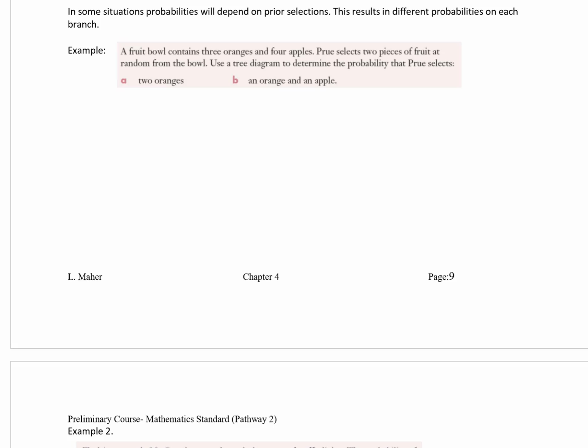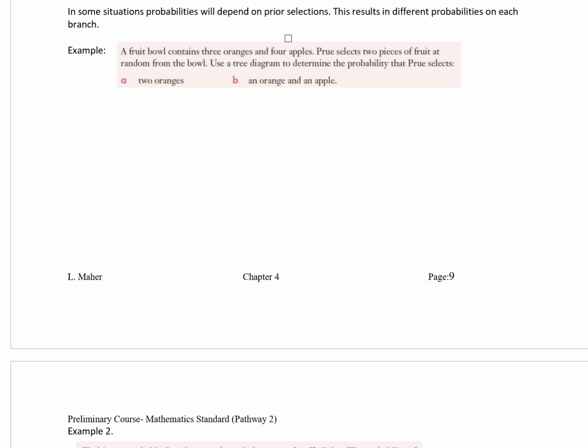This example is a really good one for showing how much better a probability tree is than an ordinary tree diagram. As you can see here, it's talking about a fruit bowl and it contains 3 oranges and 4 apples. With a normal tree diagram, we would need to have 7 branches for selection 1, and 3 of those branches would have orange on them and 4 would have apple.